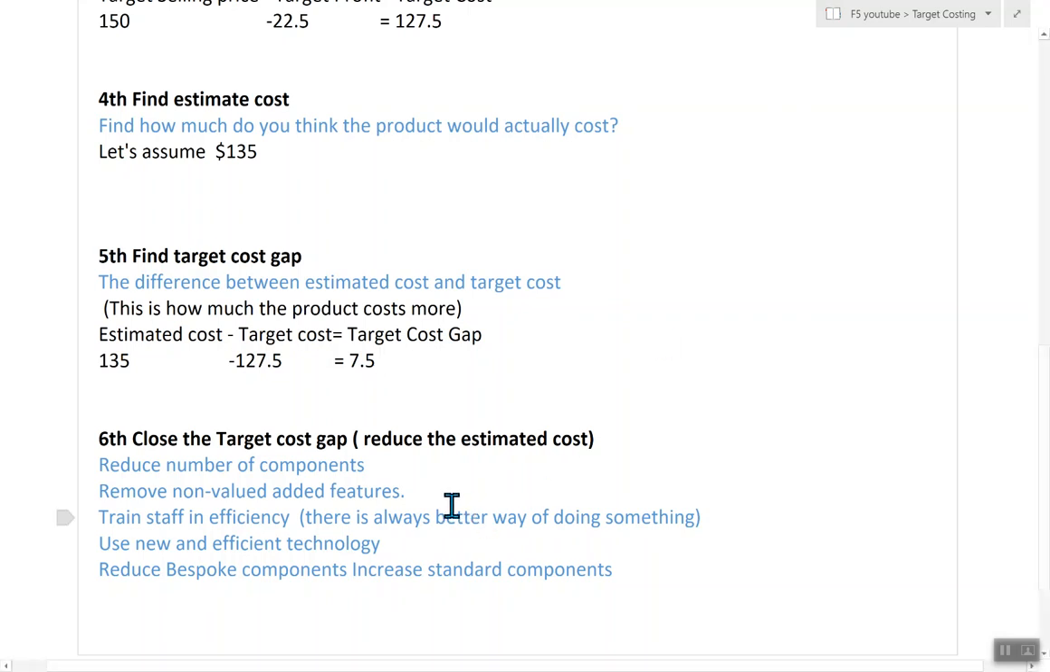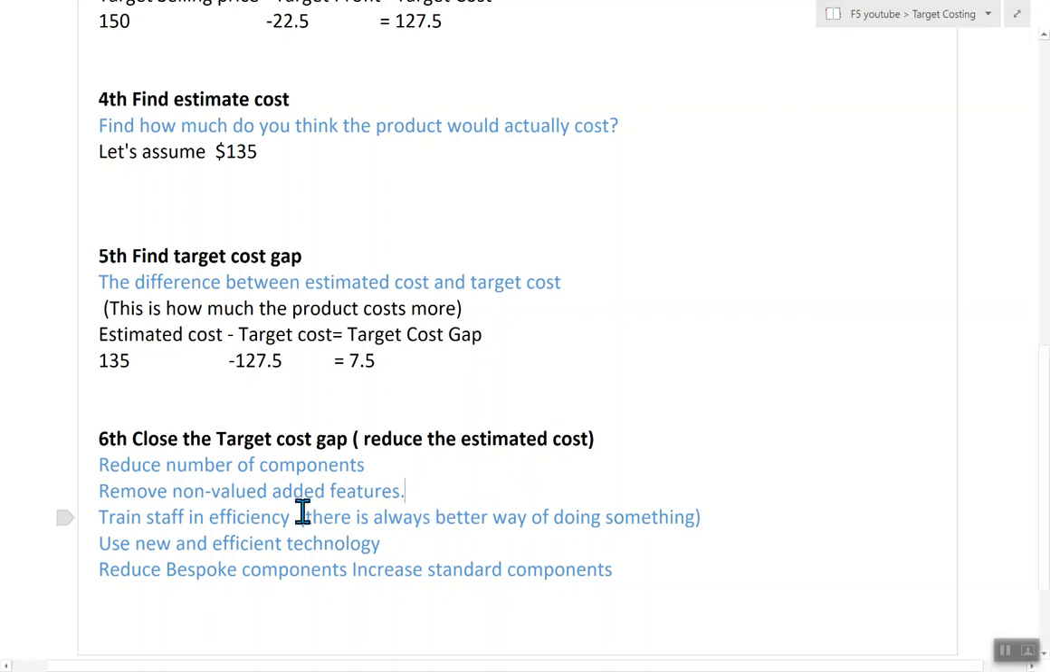Remove non-value added features. Non-value added features are those features in a product that customers do not use. A good example here I will give you is touch screen on a laptop. I remember Apple removed the touch screen from their laptop because it was not very practical. In a tablet, it makes sense. In a laptop, it doesn't make sense as much. Or another thing would be CD-ROM. Nowadays, laptops don't have CD-ROMs because people don't use CDs anymore.